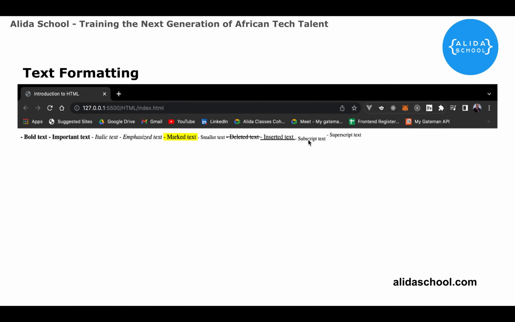The subscript allows you to write text at a lower level than the height of the actual text. And the superscript writes the text at a higher level, just like an exponent, raised to the power of that particular text. In our next slide, we'll talk about lists in HTML and how best to use lists in HTML.